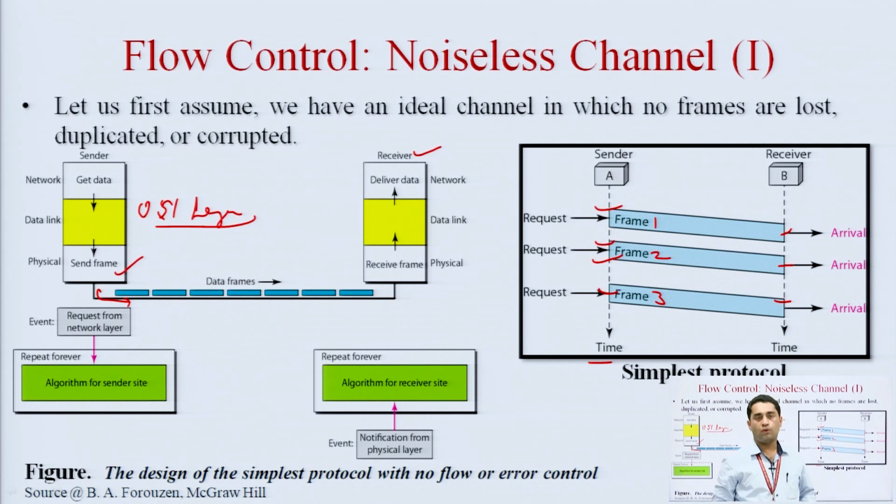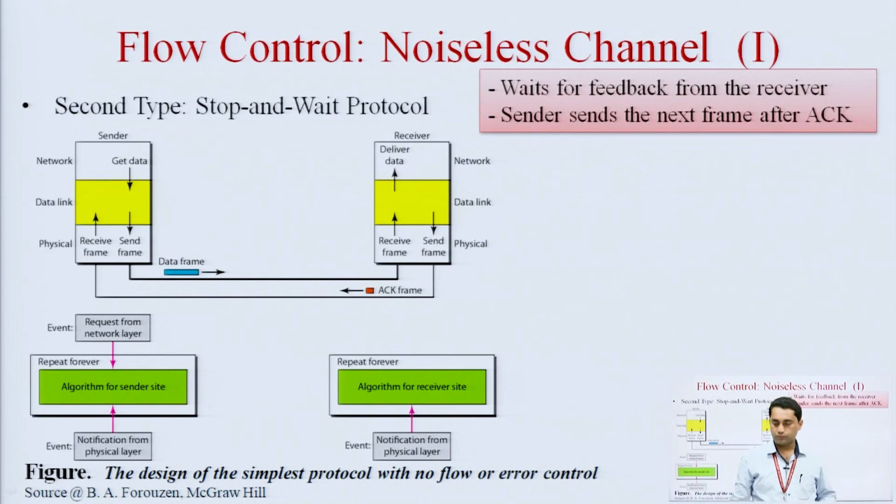Next approach, where I am waiting to know whether the receiver is receiving it or not, might be there is an issue at the receiver end. How do I come to know about this? This is the second method, which is the stop and wait protocol. Stop and wait means, yes, am I audible? If from your side you say yes, you are audible, this is acknowledgement.